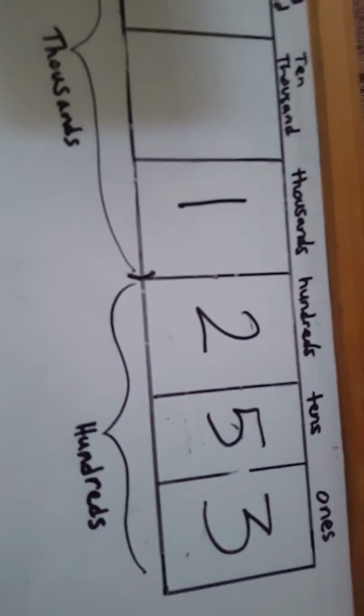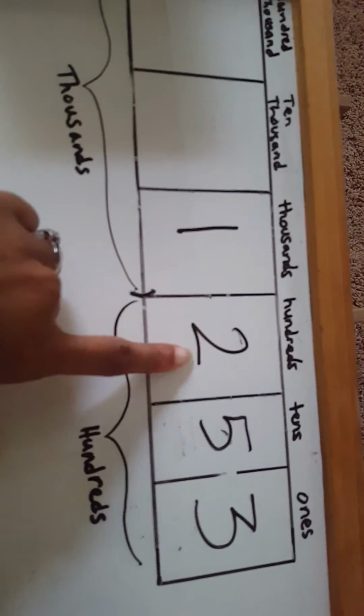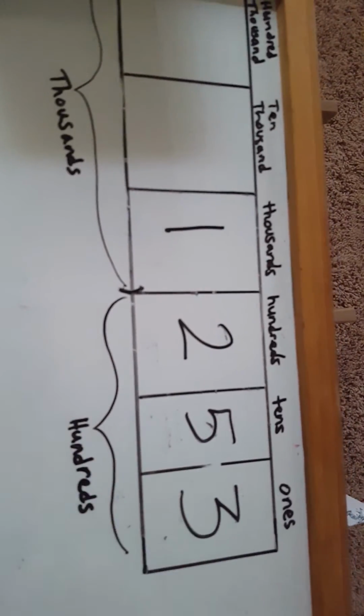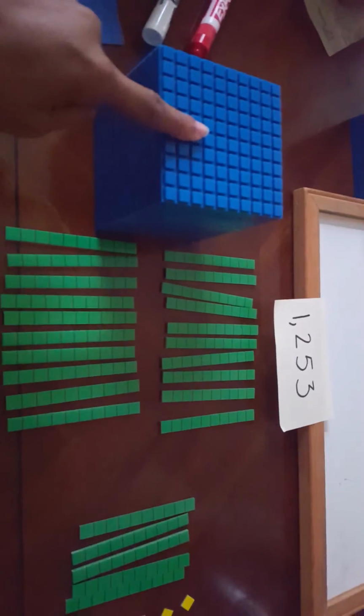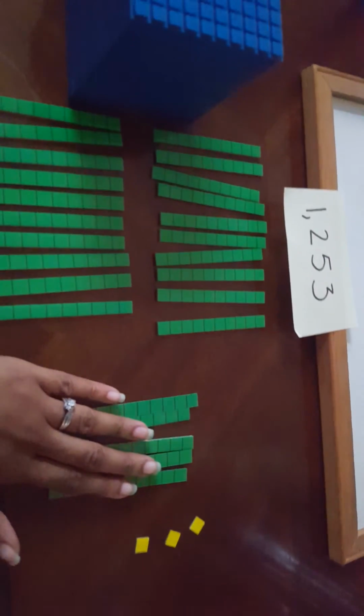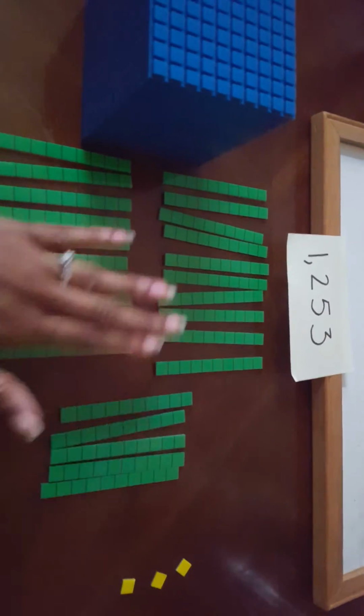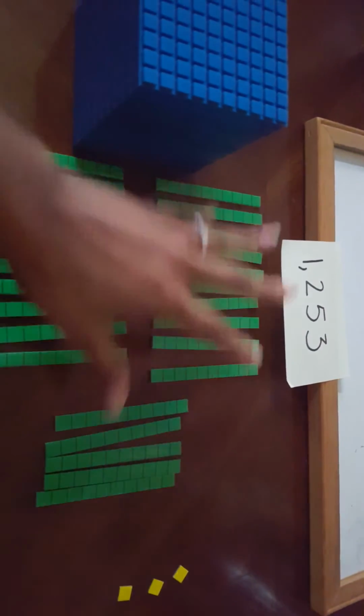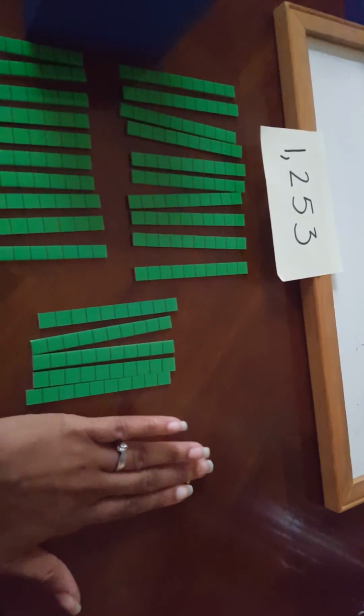Let's look at our place value chart now. Up here we originally started with 1,000, 200, 5 tens, and 3 ones. Well, we no longer have that anymore. What we have now is 1,000, 20 plus our 5 here, so 25 tens rods, and our 3 units.